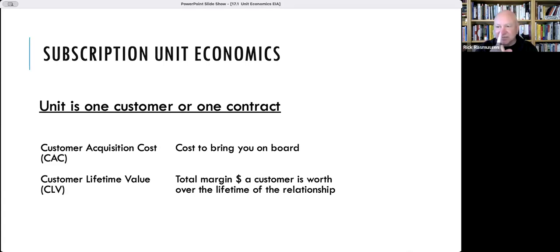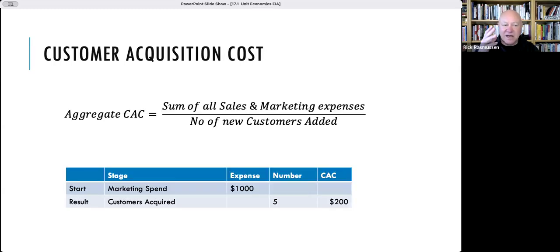All right, so if you take that, let's go through. A unit is a customer or a contract. It has an acquisition cost. That's a cost to bring on board. It has a customer lifetime value, which is a total margin over time. There's an easy way to figure this out for planning purposes. You have a marketing and sales expenditure, which we'll go through in a little bit. You get a number of customers as a result. You can estimate that, and that is a customer acquisition cost. So that's the simple brain dead way to do it.